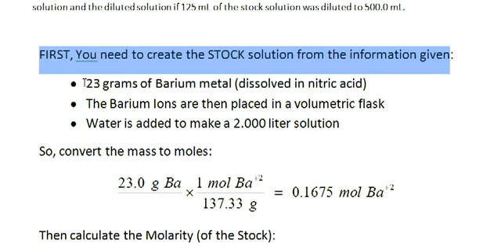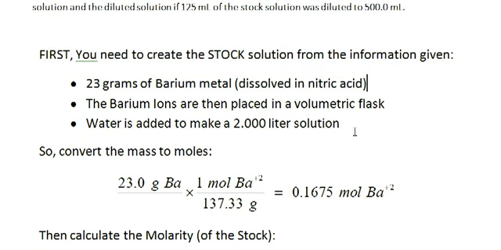So the question said that we had 23 grams of barium metal dissolved in nitric acid. Now in this question you did not receive any information about the volume of the nitric acid, which is okay, because if you do or you don't, you ignore it. In other words, when we find concentration or molarity, the only thing that we care about is the total volume or the final volume at the end of the question, not what volumes go in to make this liquid. It's only the final volume at the very end. Also, the barium ions are then placed in a volumetric flask and water is added to make a 2-liter solution.